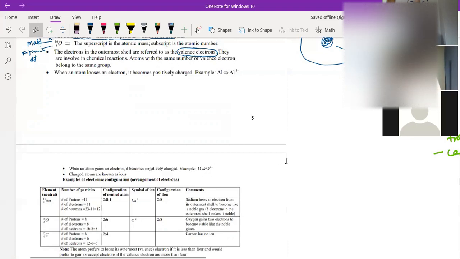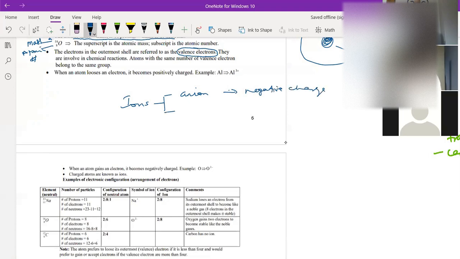Gain two electrons. So positive is electron loss, negative is electron gain, right? Now, when you see a charge on them like this, we call these ions. So this is an ion, I-O-N. If it has a negative charge on it, we have a negative ion.